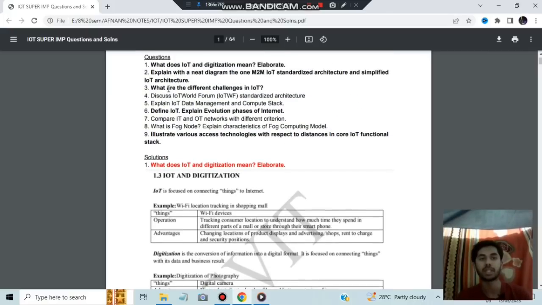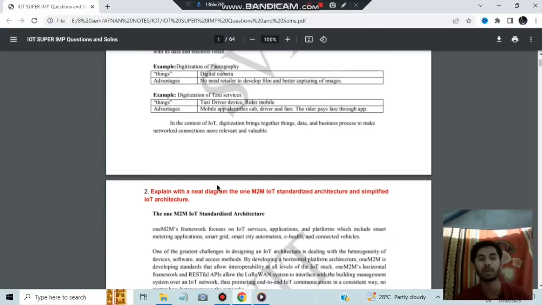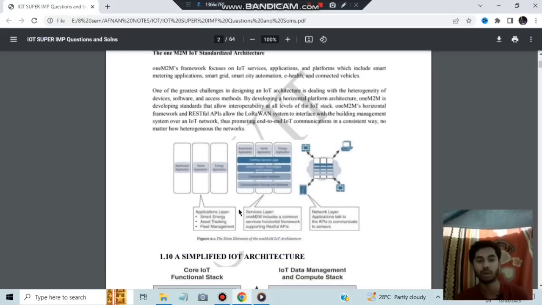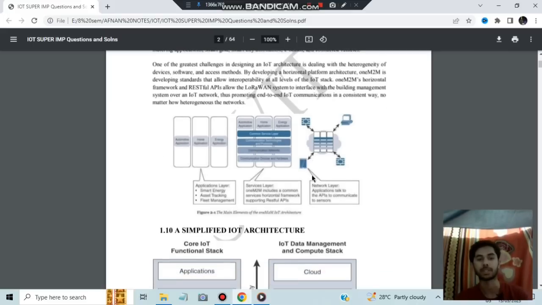Moving on, we have the second question, which is, with a neat diagram, explain the M2M architecture and IoT architecture. There are three types of architectures: M2M, World Forum, and the last one is simplified. Each of these three is important. In the M2M architecture, we'll have the following layers: the application layer, the services layer, and the network layer. As the name suggests, they are for the same purposes. You just have to write what that is. So these are the three parts of the M2M architecture.